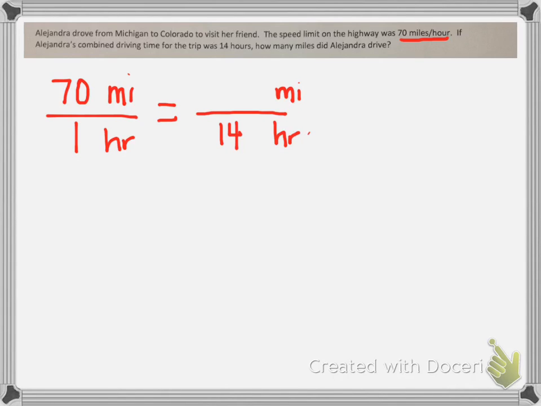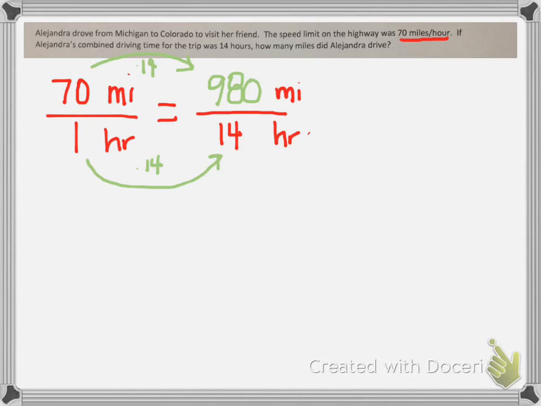So I look at how I can change 1 into 14, and I realize that if I just multiply by 14, 1 times 14 is 14, and if I multiply by 14 in the denominator, I have to multiply by 14 in the numerator. So 70 times 14 will be my answer, and 70 times 14 is 980. So I know that after 14 hours, Alejandra will drive 980 miles.